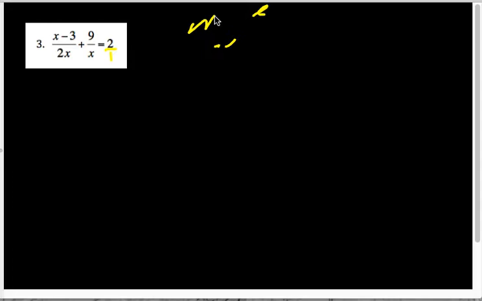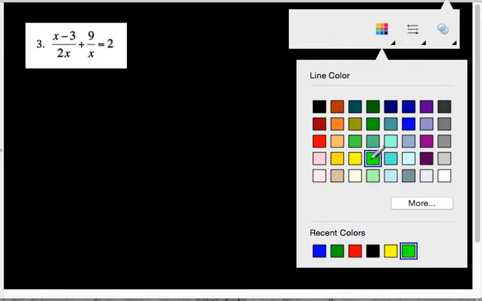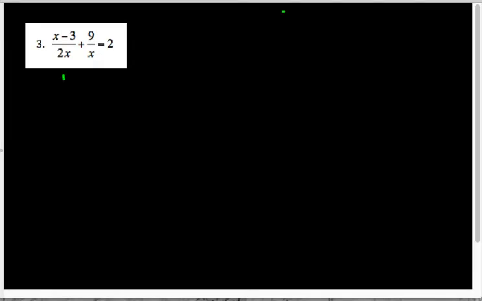Okay, starting this problem over. We are working with x minus 3 over 2x plus 9 over x equals 2, and that's 2 over 1. We need the least common denominator. Just looking at the numbers first, I have a 2 here. It's just 1 and 1, so my least common denominator is going to have a 2. And you can see I have 1x here and I have 1x here. 1x will cover that. So my least common denominator is 2x.